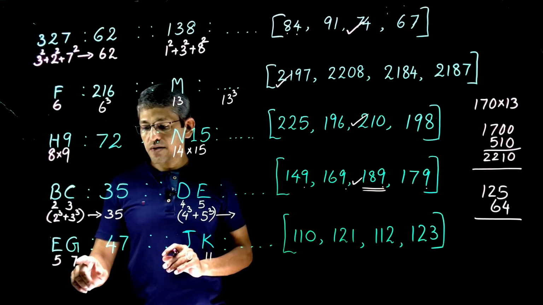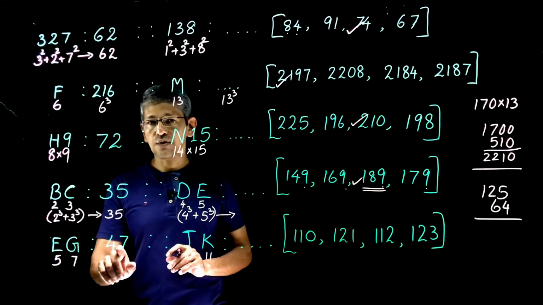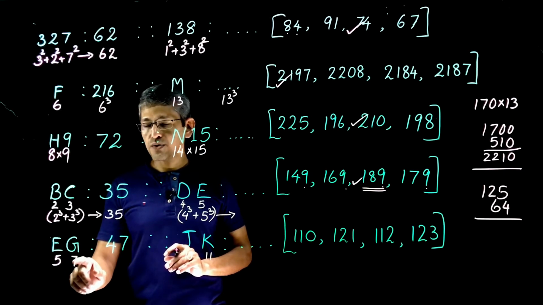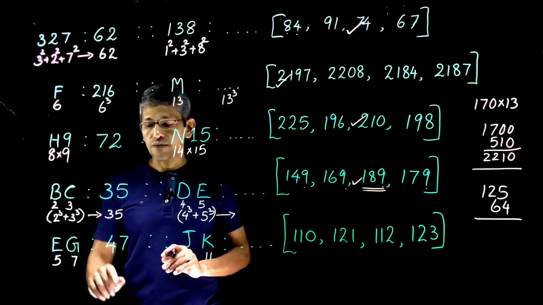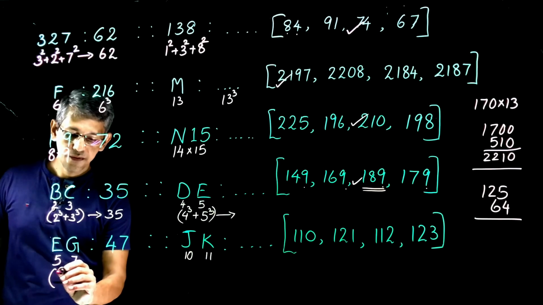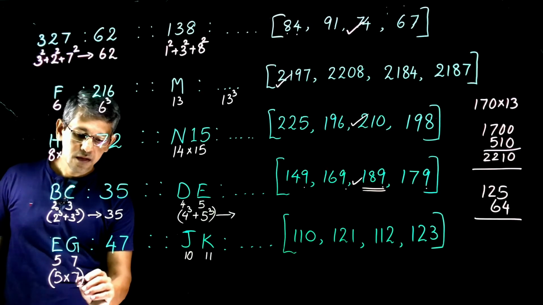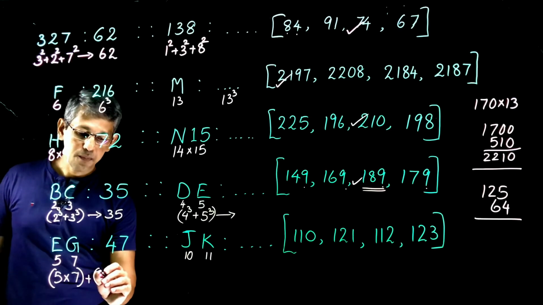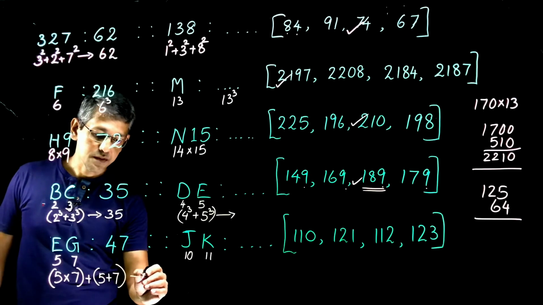Well, 5 into 7 is 35. 35 plus 12 is 47, right? So 5 into 7 plus 5 plus 7, which is 12. Okay, let's look at it. So what we have, 5 into 7, that is 35, plus 5 plus 7, that is 12. That is equal to 47.